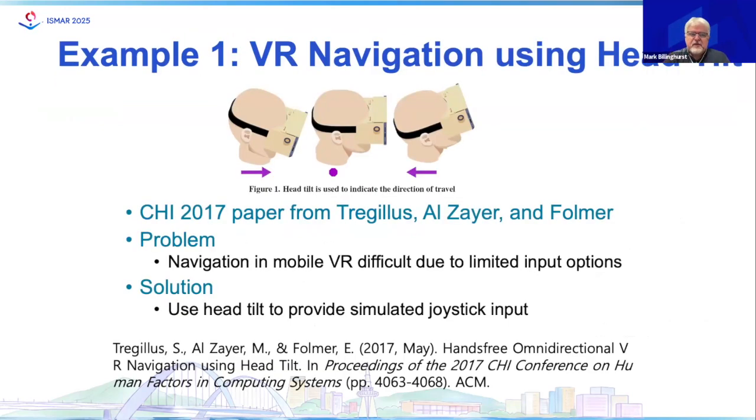So here's a good example of a VR experiment. This is from a Kai 2017 paper, and the basic idea was to think about if you've got a Google Cardboard display or some head-mounted display, navigation is very difficult because you don't really have many input options. So their idea was to use the head tilt to provide a simulated joystick tilt, so a joystick input. As you tilt your head up and down, it moves you through VR. So it seems like a very nice idea.